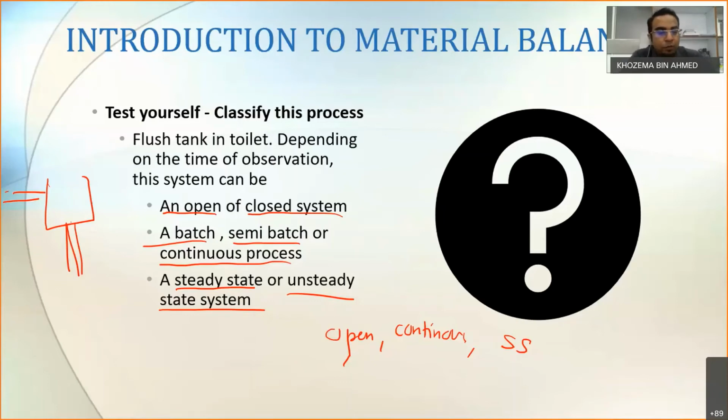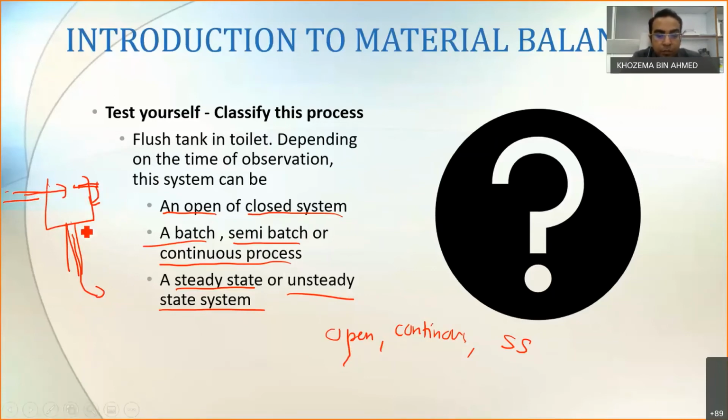Okay, so let's say this is your flush nozzle here. When you pull down, water will start flowing out, going to a toilet, and then at the same time water will start coming in, right? So you have water coming in, water coming out. That is your open system.